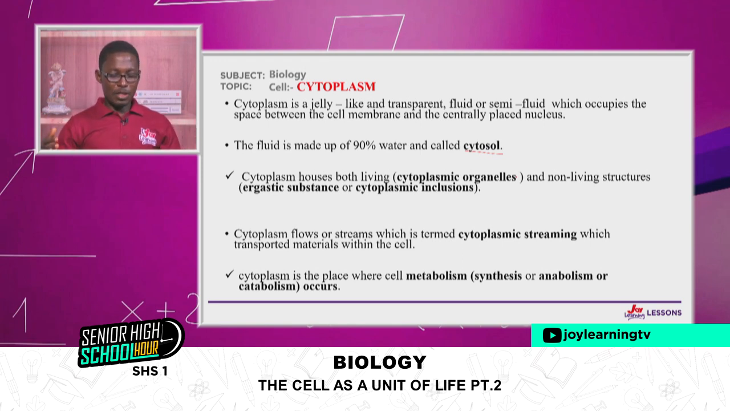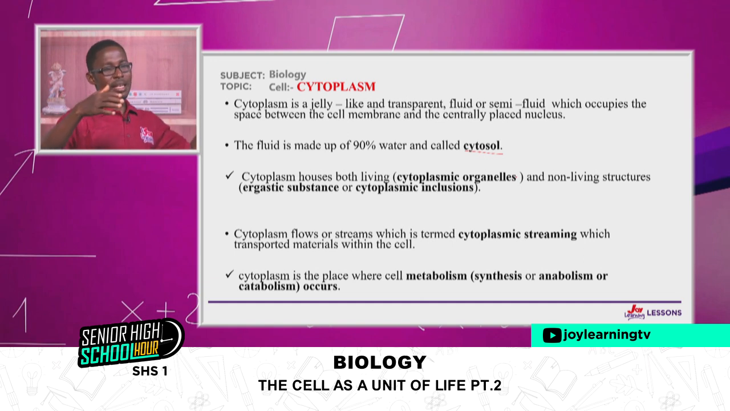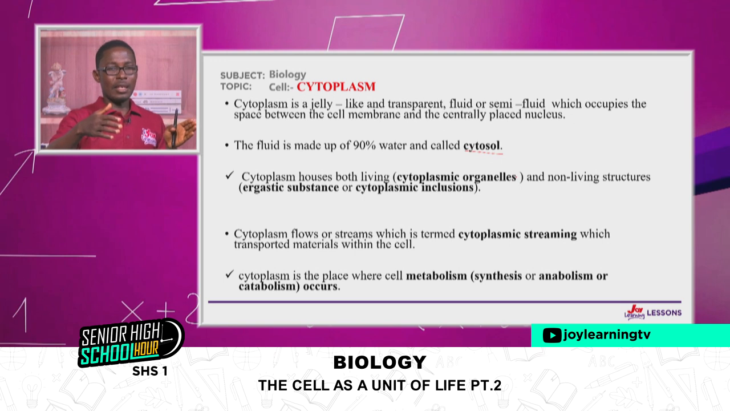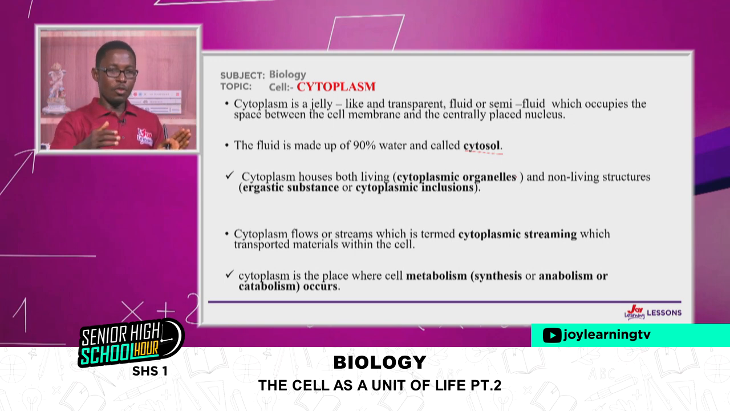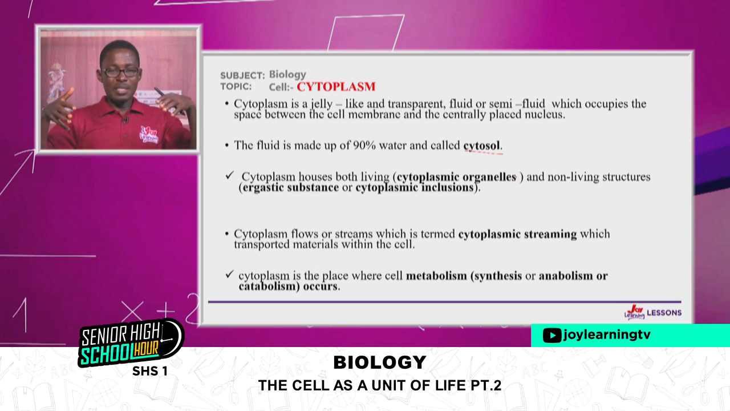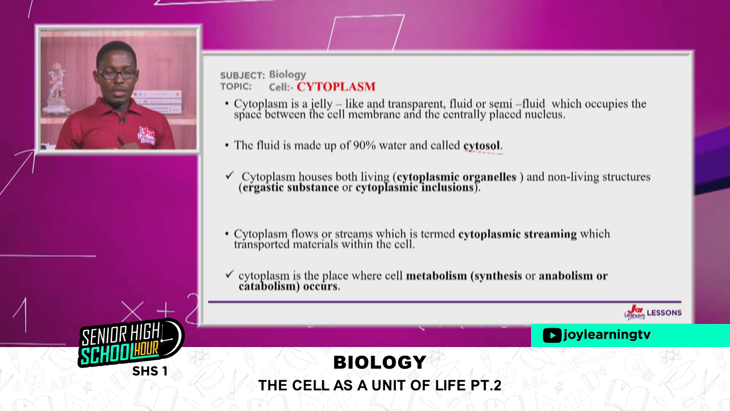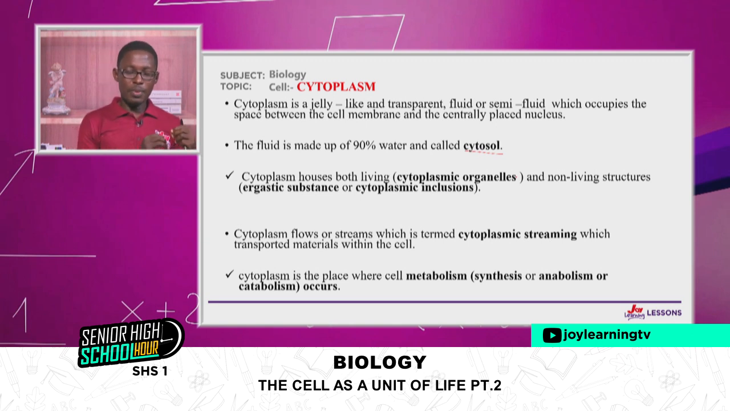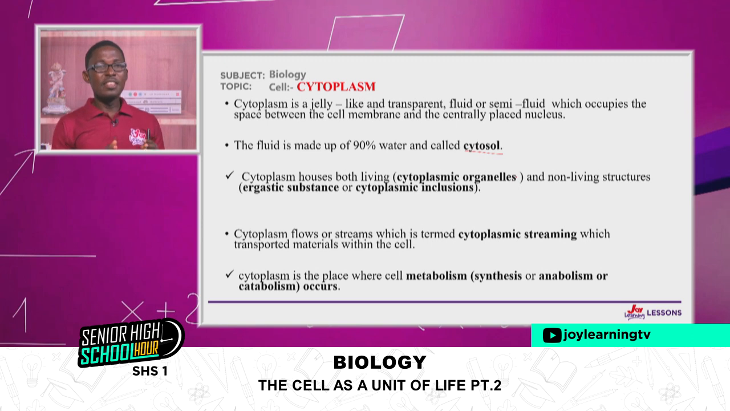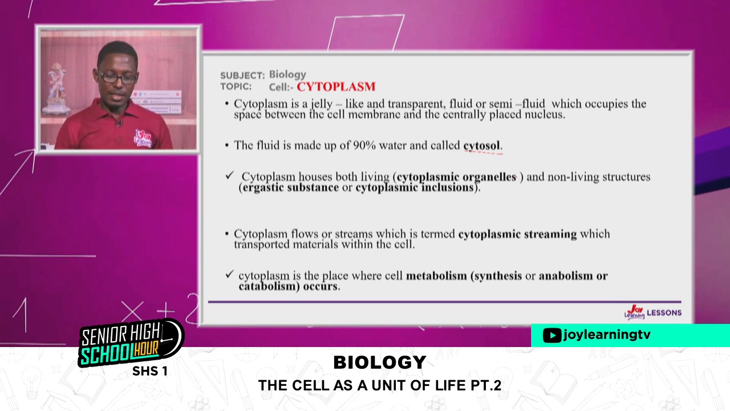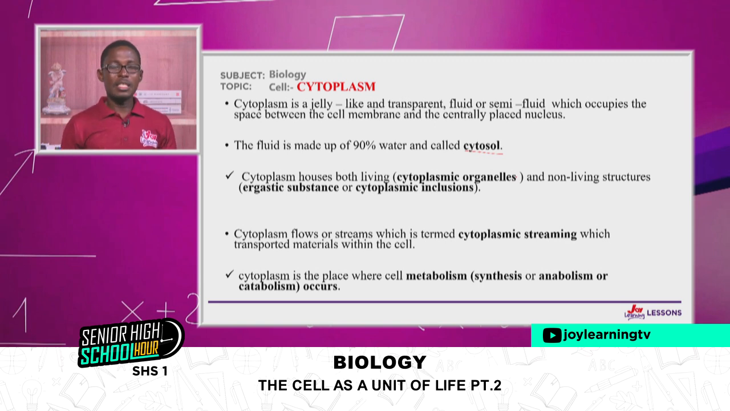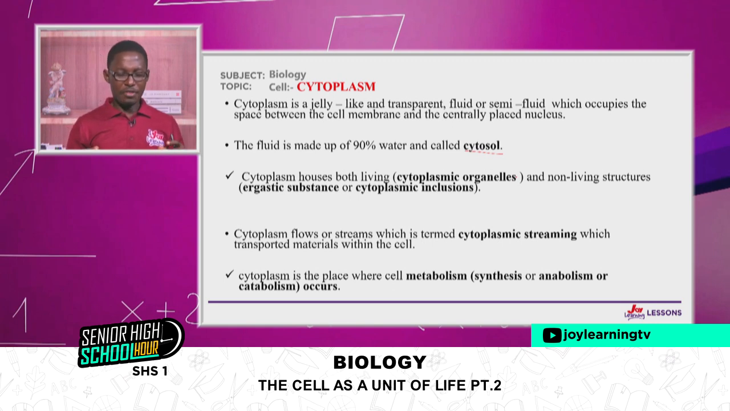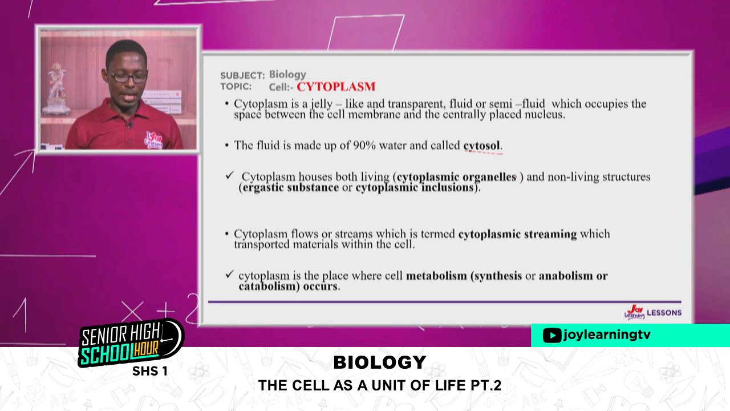Now, that space is not filled only with water between the cell membrane and the nucleus. I said that one is the fluid, but other things are also scattered within this fluid. These things have been classified into two groups. One is called the cytoplasmic organelles, which are the living part. We'll explain what the living things are. Then other substances are classified as non-living. They can't grow, and they don't have a specific function in helping the cell grow. I refer to them as the cytoplasmic inclusions or ergastic substances.